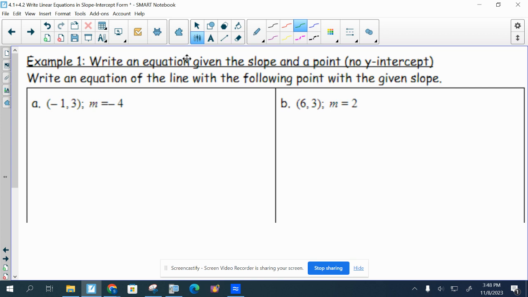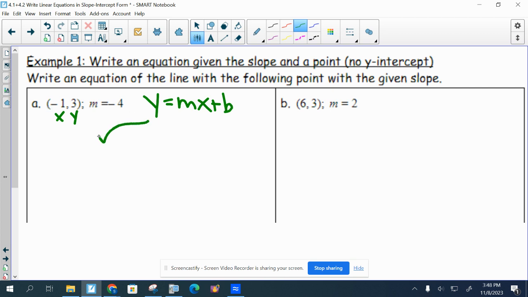So this says, write an equation given the slope and a point. So we don't have the y-intercept in this case. So we're going to solve for the y-intercept. Because you want y equals mx plus b. You already know the slope is negative 4, and if you substitute in negative 1 for x and 3 for y temporarily, you can solve for what the b would be. So that's what we're going to do.